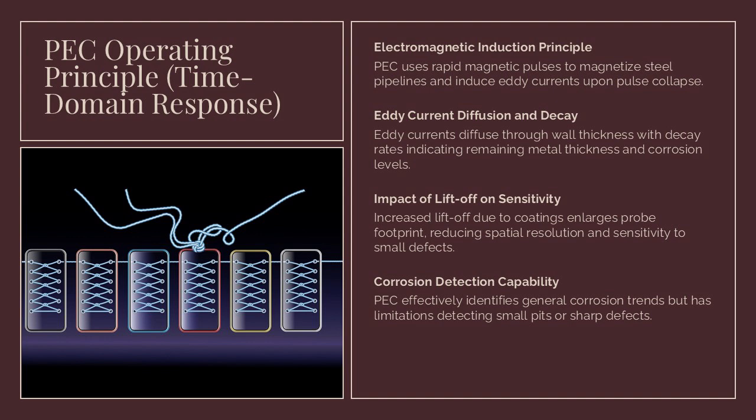Thicker sections cause slower decay, while areas with metal loss produce faster decay responses. The measured signal is analyzed using time gates to estimate average wall thickness. We should focus on how liftoff affects spatial resolution but not penetration capability. As liftoff increases due to coating or concrete, the probe footprint increases, reducing sensitivity to localized defects. This explains why PEC excels at identifying general corrosion trends but struggles with small pits or sharp defect geometries.